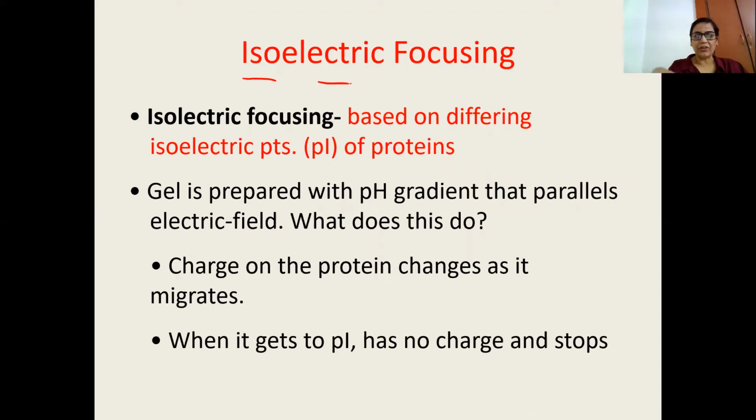Then isoelectric focusing. The most important property of amino acids or proteins is that they have their own isoelectric points. So if we try to separate them on the basis of isoelectric point, it is isoelectric focusing. We are focusing on the pI of a protein. This is very important again, because at a particular isoelectric point, there is no charge and it stops. There is no net movement. So we can estimate and assess the protein or the amino acid.